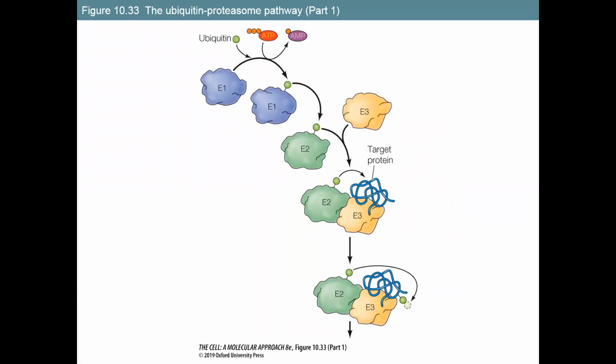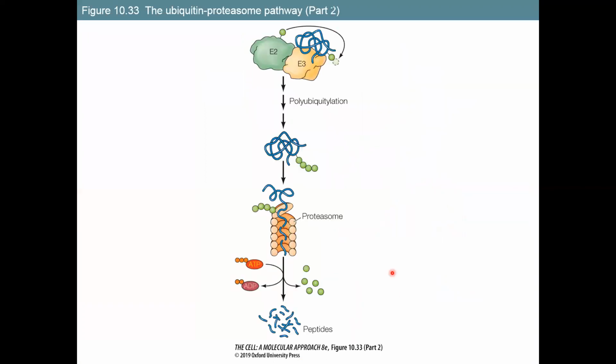Now, typically what happens at this point, after we have made this chain of ubiquitins on this target protein, is that target protein is then transported to something called the proteasome. A proteasome has proteins that specifically recognize chains of ubiquitin. That will take that protein and load it into the inside of this barrel-like structure.